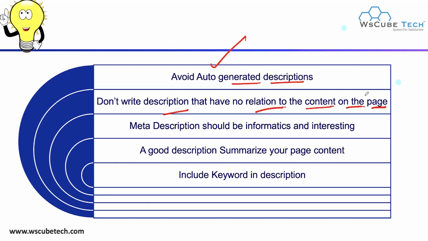A meta description should be informative and interesting. In that case, you have to take care of both. A meta description must give information about your web page, and it must be interesting so that users visit your website after reading your meta description. A good description summarizes your page content. Whatever information you have in your web page is summarized by your meta description.